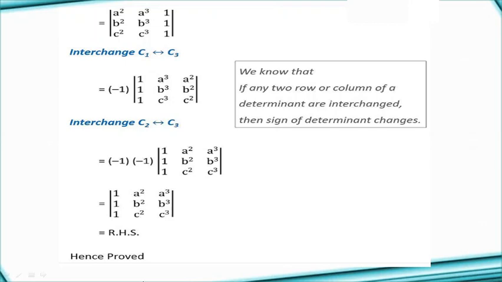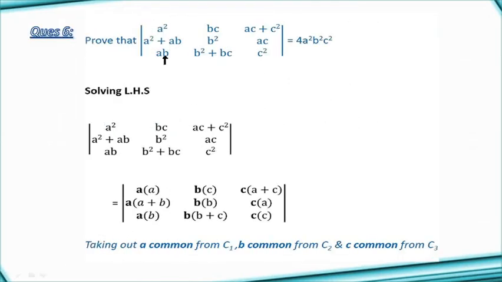So it is proved. Question number 6. Here also we have to prove this thing is equal to 4a square b square c square. So from this we can conclude one thing, that at some point of time surely we have to expand the determinant. So again taking the left hand side, a square can be written as a into a, bc can be written as b into c, and here we can take c common and it will be a plus c.